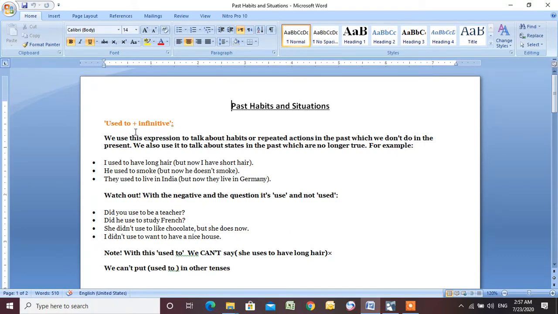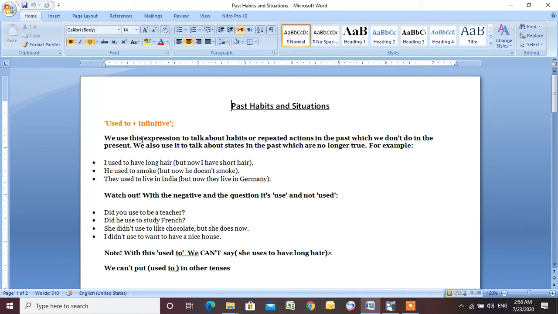We start with used to plus the infinitive. We use this expression to talk about habits or repeated actions in the past, which we don't do in the present. We also use it to talk about states in the past which are no longer true. So we use used to talk about actions that we used to do in the past, but we stopped doing them in the present, or that are no longer existing in the present.